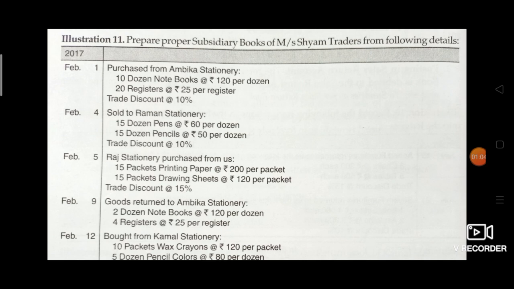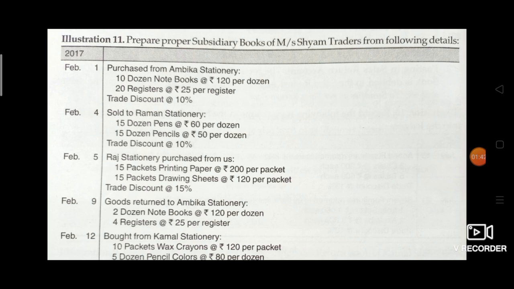Now February 5th, Raj Stationery purchased from us 15 packets printing paper at Rs 200 per packet, 15 packets drawing sheets at Rs 120 per packet. Raj Stationery purchased from us, it means that we have sold them these goods. So this entry is of sale of goods on credit. Okay, so we have to enter this transaction in sales book.